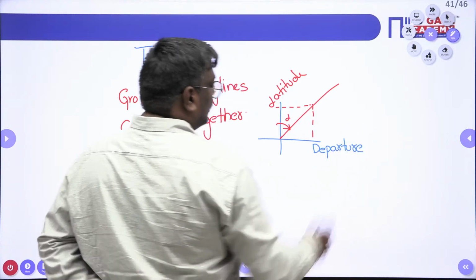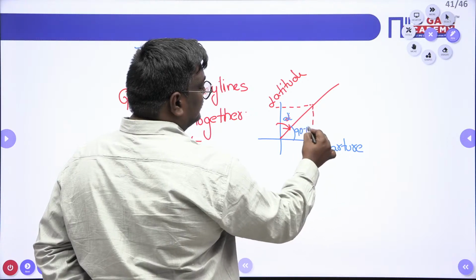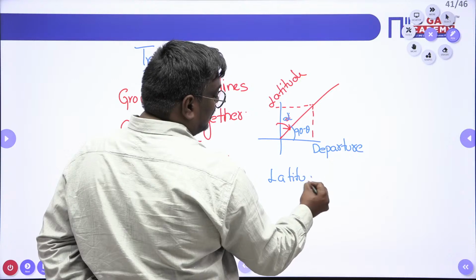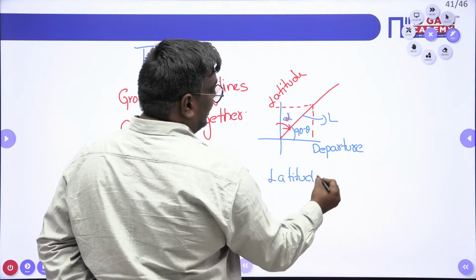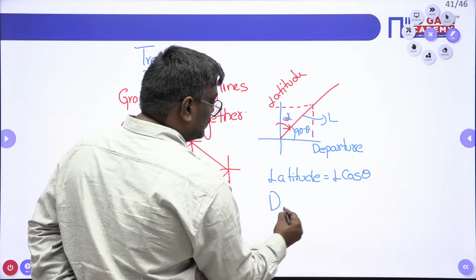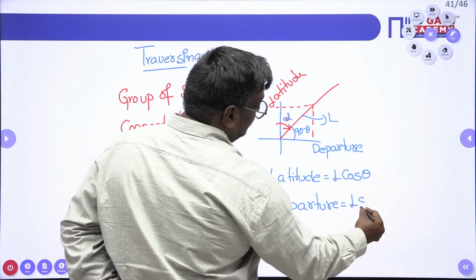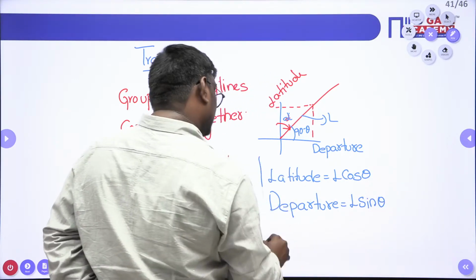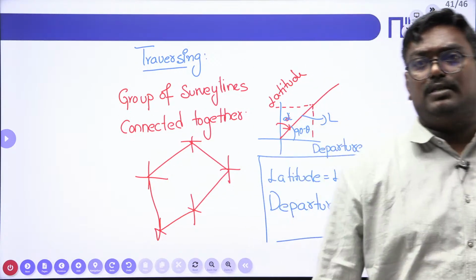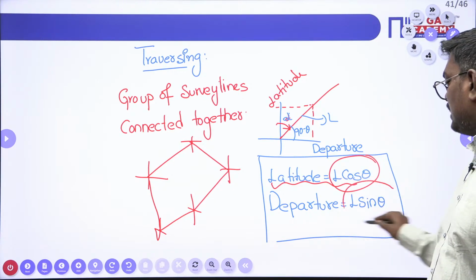Now, if this angle is alpha, my dear students, or theta, this will be equal to 90 minus theta. So departure, latitude will be L cos theta. If I take the survey line as L, latitude will be equal to L cos theta, and departure will be equal to L sin theta. These things you should be very careful about, my dear students. So the latitude is L cos theta and the departure is L sin theta.